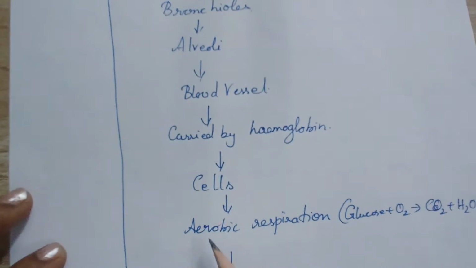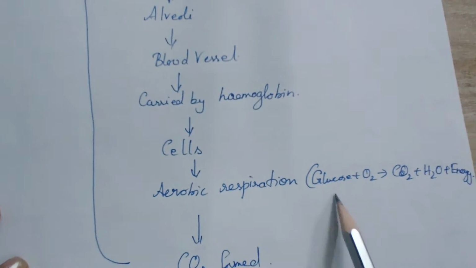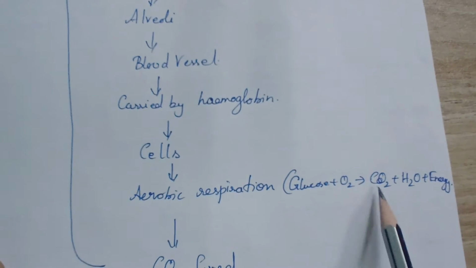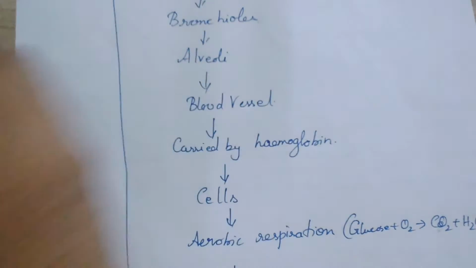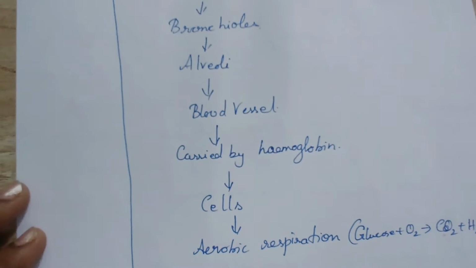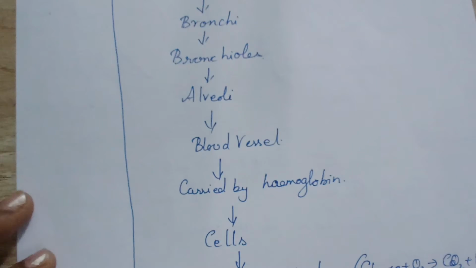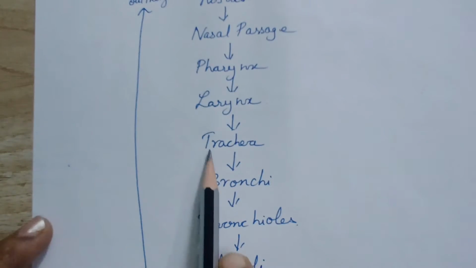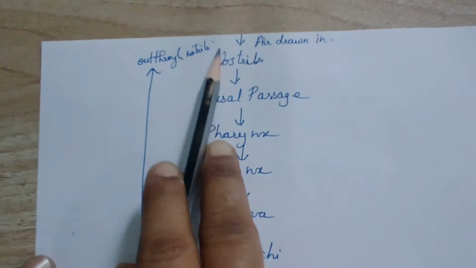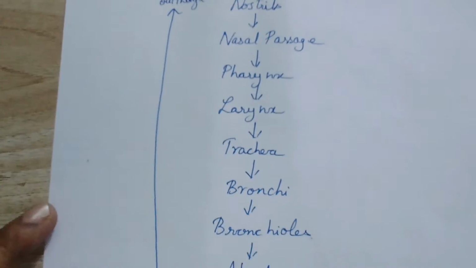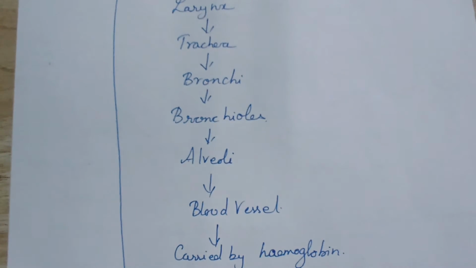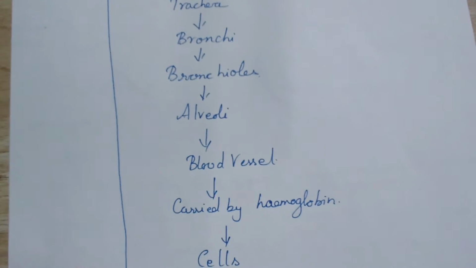Where aerobic respiration takes place, glucose plus oxygen gives carbon dioxide plus water plus energy, and this carbon dioxide formed is returned and comes out of the nostrils the same way. It moves in the blood vessels, enters the alveoli, then the bronchioles, bronchi, trachea, larynx, pharynx, nasal passage, and comes out through the nostrils. Okay, clear on this?